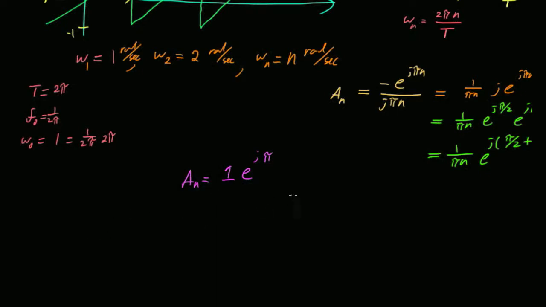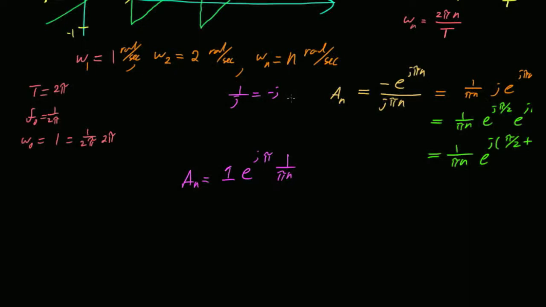Let's see. I've got a 1 over pi n. That's easy. How do I deal with my 1 over j? What is 1 over j? Is that the same as negative j? Okay. So what can I do with negative j? E to the j.